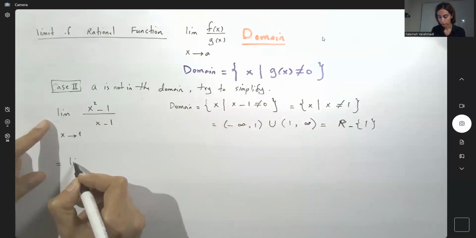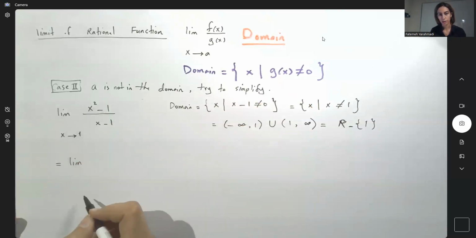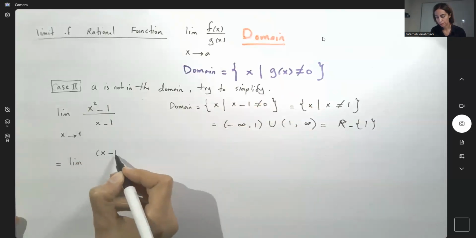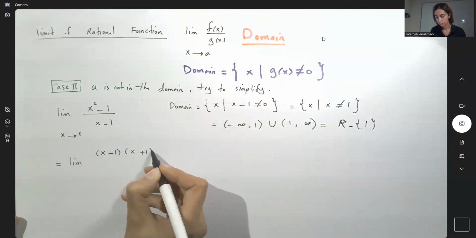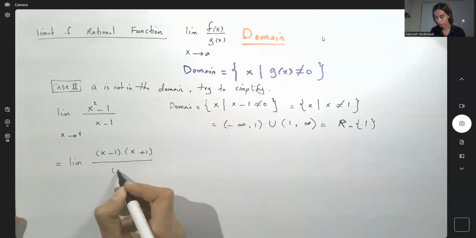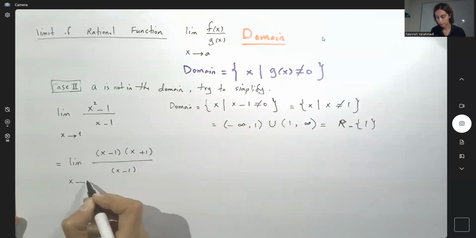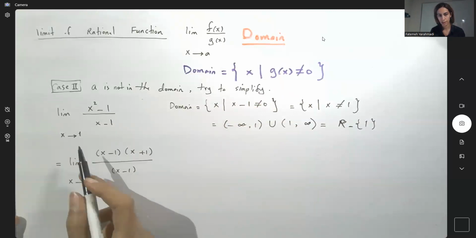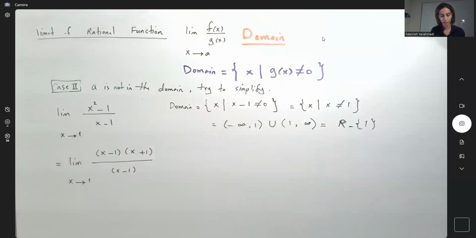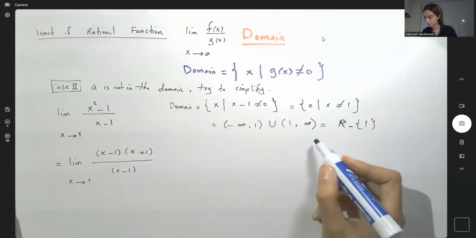This is equal to the limit of x squared minus 1, which can be written as x minus 1 times x plus 1, over x minus 1, as x approaches 1. You might say, hey, how did you simplify this? From algebra.